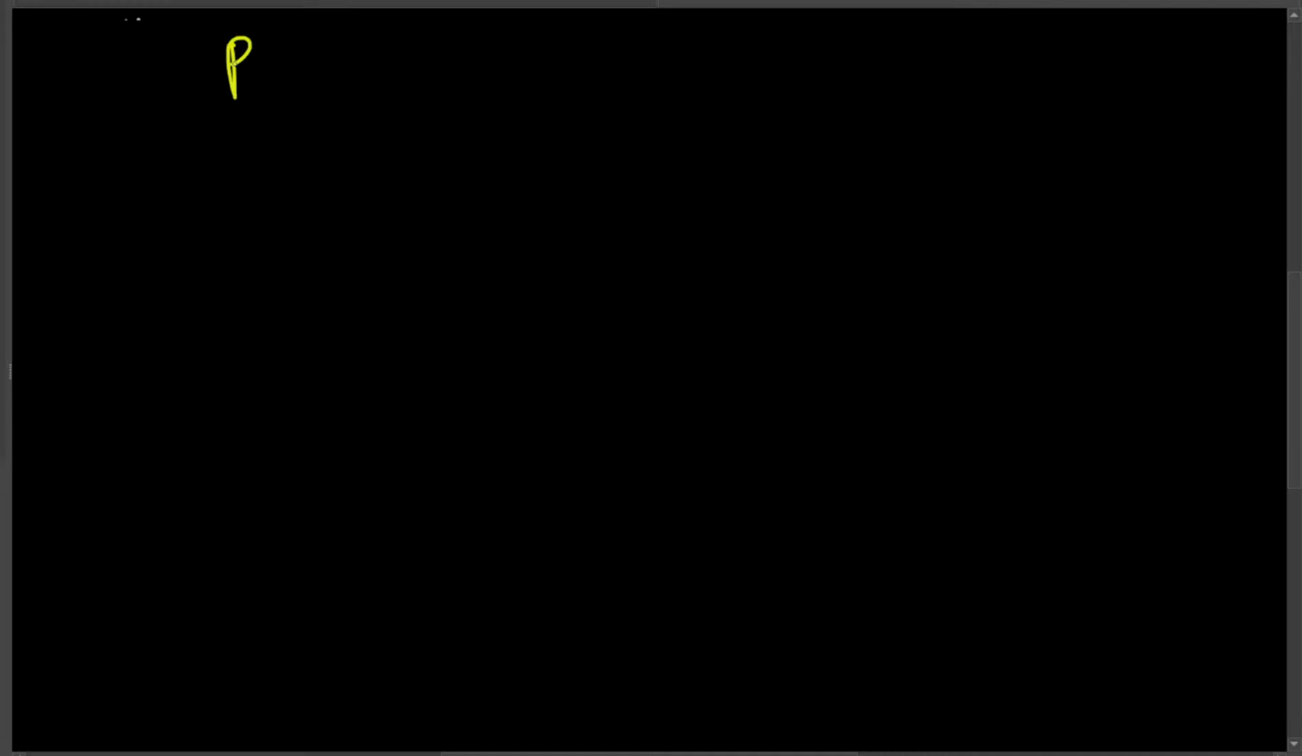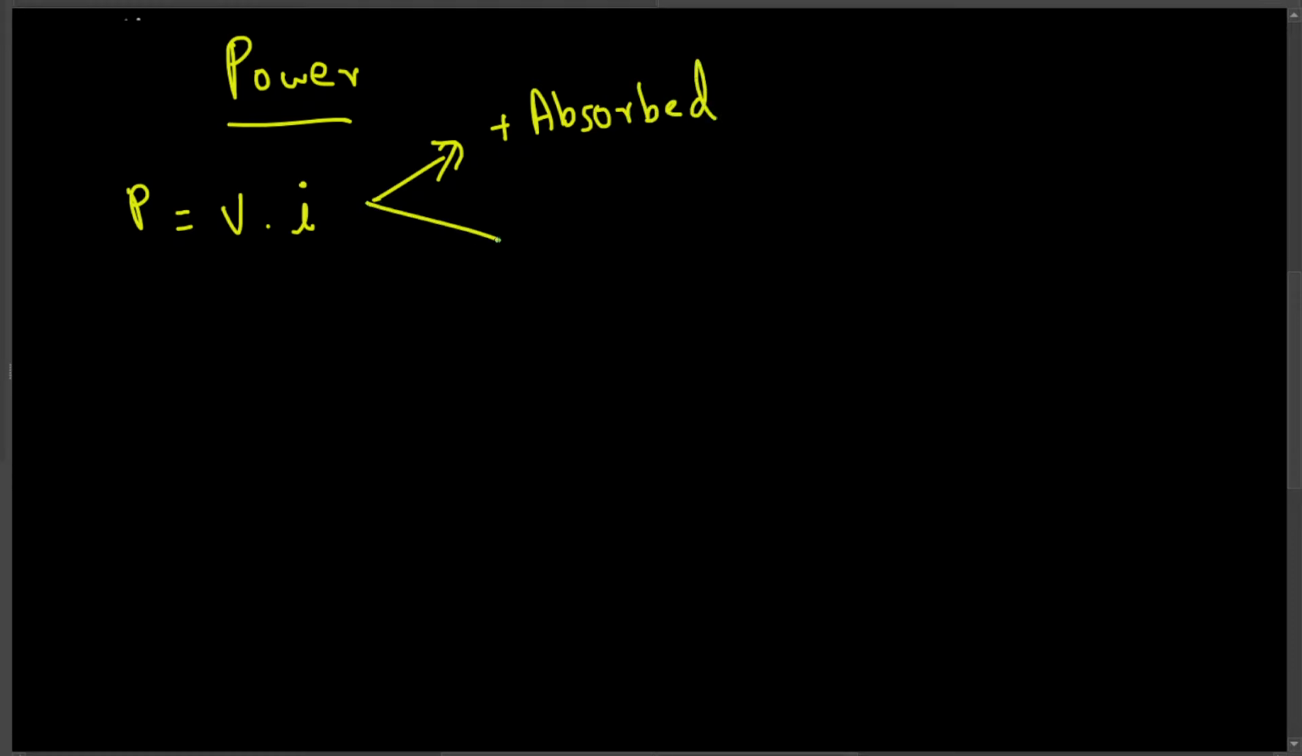Power. Let's see the power. The equation of the power given by P is equal to VI, and if we get a positive value for power, it means the power is absorbed, and if we get a negative value for the power, it means that power is supplied.